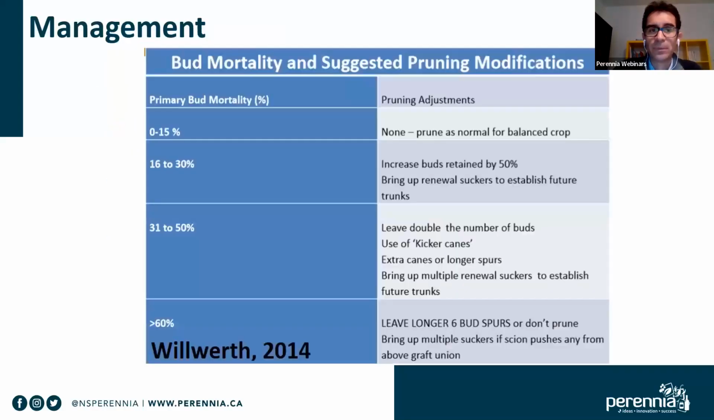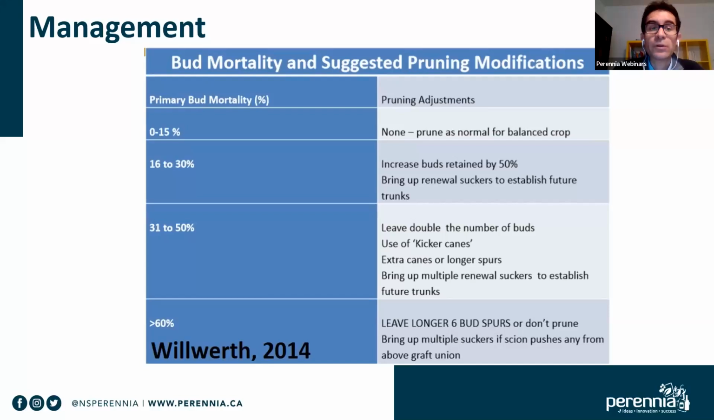It's recommended, okay? So in terms of management, how do we proceed depending on the bud mortality? Well, we have different options, and according to the literature, more precisely Wildworth 2014, he recommends a couple of things. Depending on the primary bud mortality, as you can see on the top, you will have different adjustments. If it's between 0 to 15%, you can proceed as normal. If it's 16 to 30%, you can increase up to 50% the number of buds and bring up renewal suckers to establish future trunks in case it's compromising the trunk.